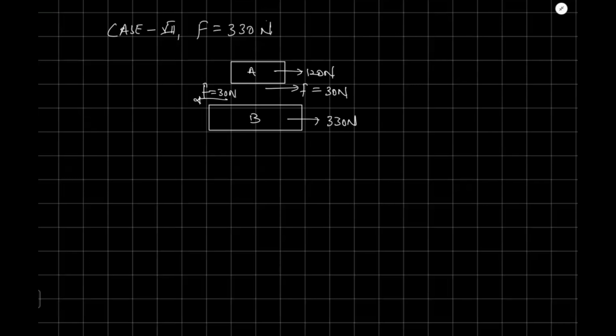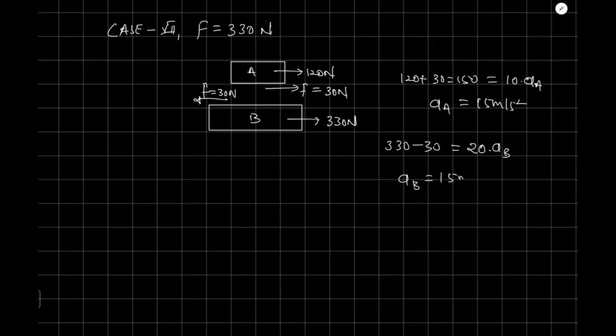So what we can see here, the net force that is acting on block A is what? 120 plus 30, that is 150 Newton, and that is equal to mass A into acceleration of A. If you solve this, you will get acceleration of A equals 15 meter per second square. Similarly, you do the same thing on block B. The net force acting on block B is 330 minus 30 equals 20 into acceleration of B. If you solve this, you get acceleration of B equals 15 meter per second square.